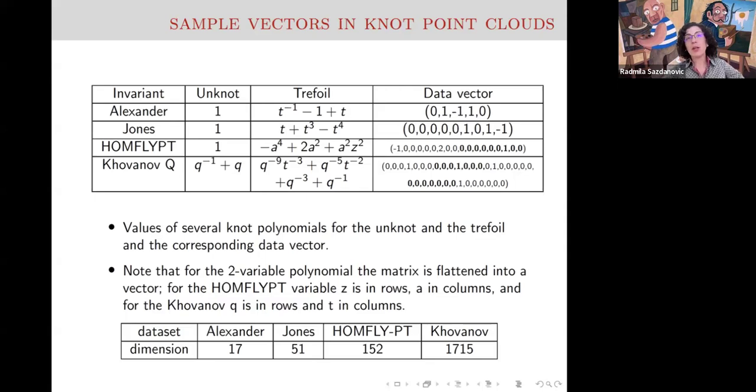And then what I want to point out here is, again, I've shown you how many knots we have for each one of these types of crossings. And I want to emphasize how big dimension-wise these point clouds are. So for 17-crossing knots, the Alexander polynomial is actually 17-dimensional. Jones polynomial has 51 dimensions. HOMFLY-PT 152, and Khovanov again. So let's say 1.7 million knots and 1.7K dimensions, roughly. So I hope that qualifies as big data, and it definitely comes from theoretical mathematics, so it should be at least noise-free.